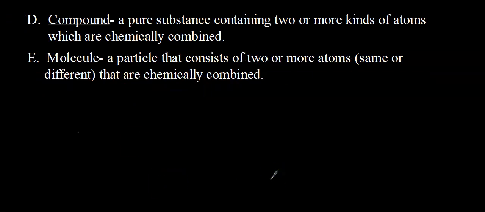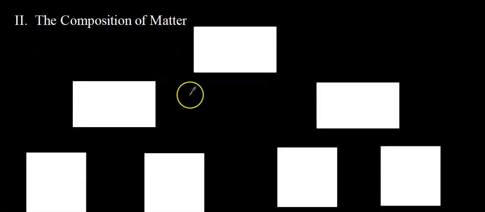So again, a compound is a pure substance this time, meaning you can't separate the components by physical means, containing two or more kinds of different types of atoms, which are chemically combined. Be careful of molecule. This is a particle that consists of two or more atoms, which could be the same or different. We'll see some examples later that, again, are chemically combined. So let's go over again, review the composition of matter.